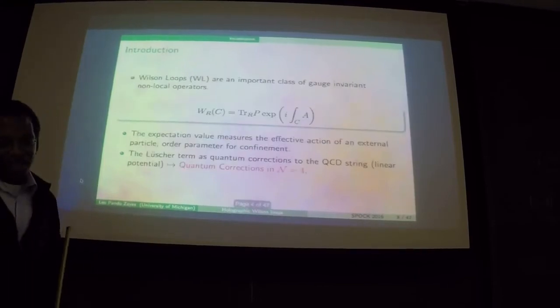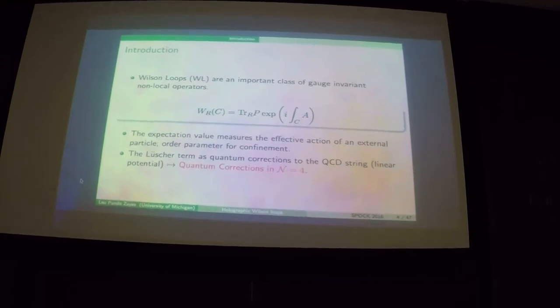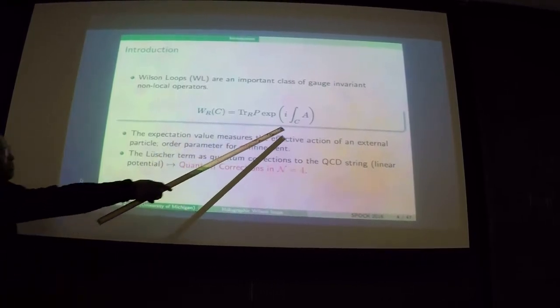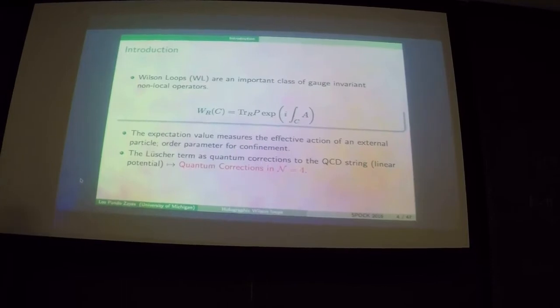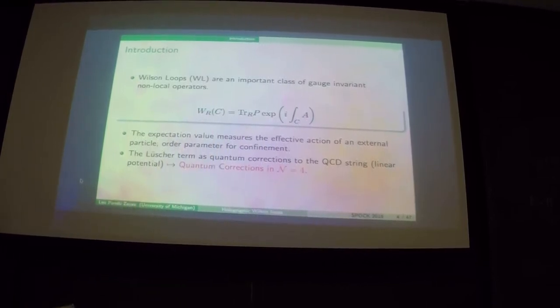So here's the introduction of the operator that I'm going to focus on. It's the Wilson loop. It's a very important operator in any gauge theory. It's a non-local operator, so it depends on some contour, and I can write it in some representation. It's very concrete in the sense that it is a good order parameter for confinement.